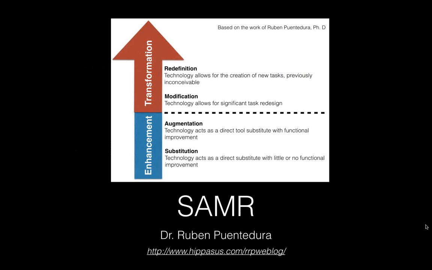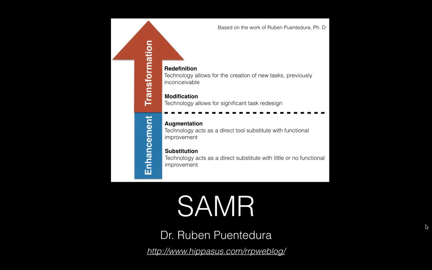Augmentation is when the technology acts as a direct substitute, but there's functional improvement. For example, now the ability to speak to text or to change the language or to highlight text and have it speak to me with a particular dialect. Being able to right-click and highlight or 3-tap on a word and bring it to a dictionary. These are tools that are helping with functional improvement, but it's not really changing learning outcomes.